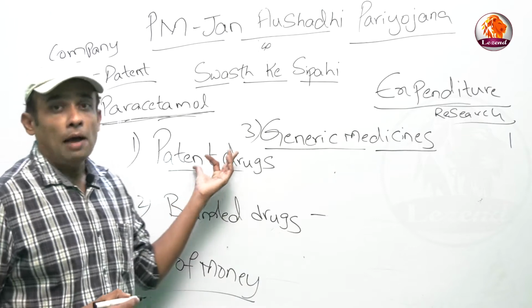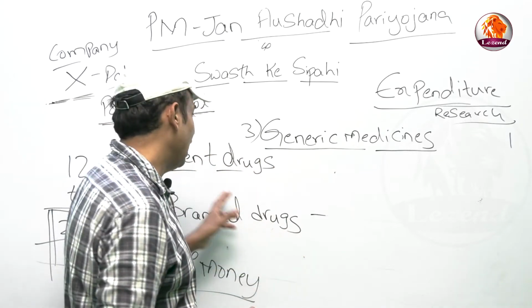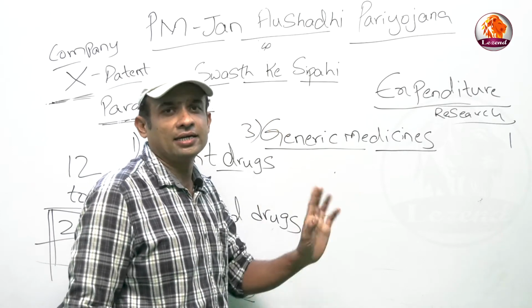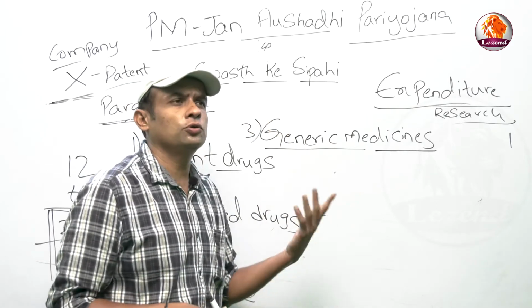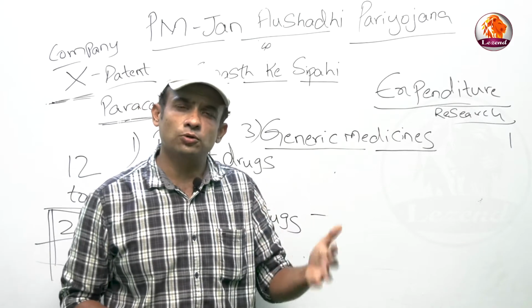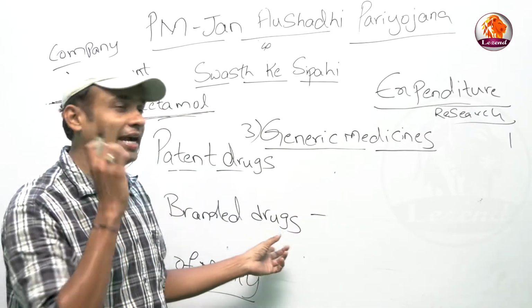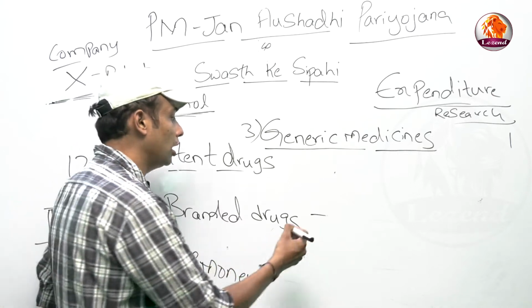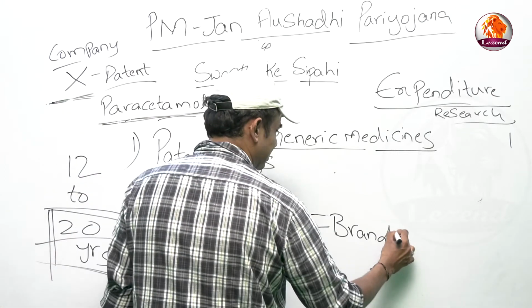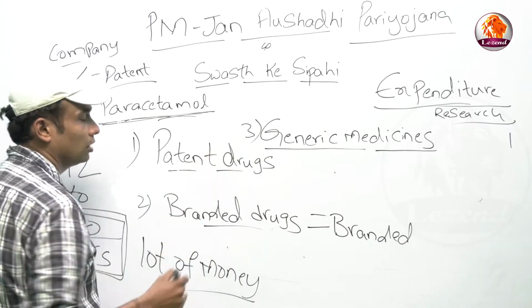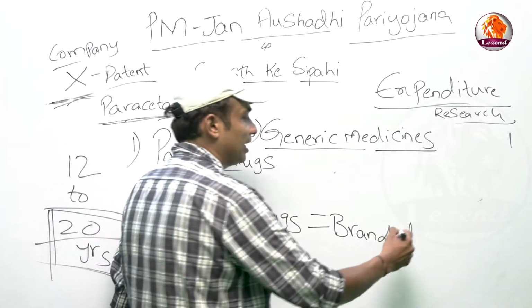These are called patent drugs. And the companies which take rights from the patent companies also do some sort of promotion and marketing, and they sell under their brand names. Hence, these are called branded drugs, since they are paying money to company X to sell paracetamol.